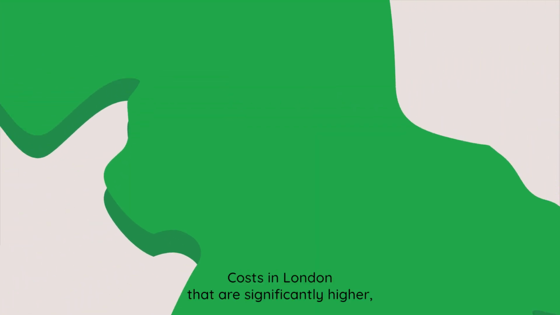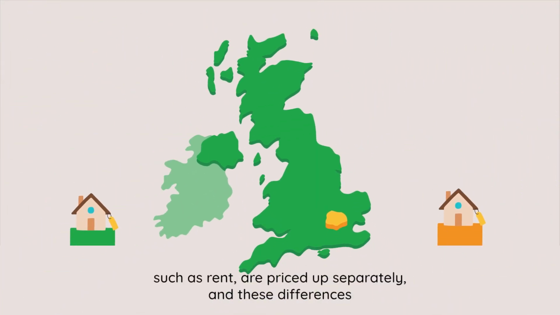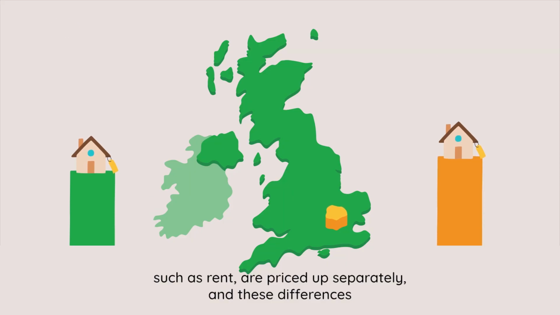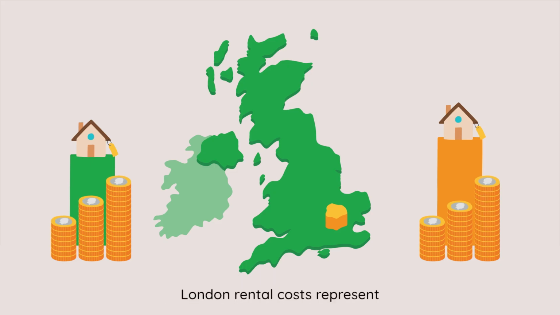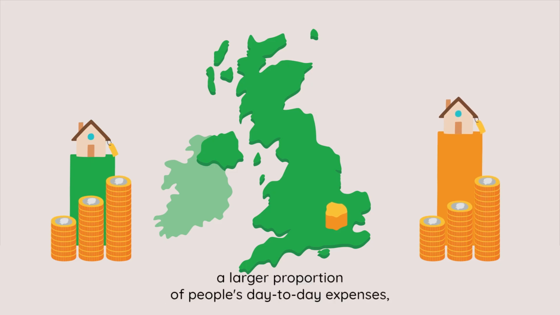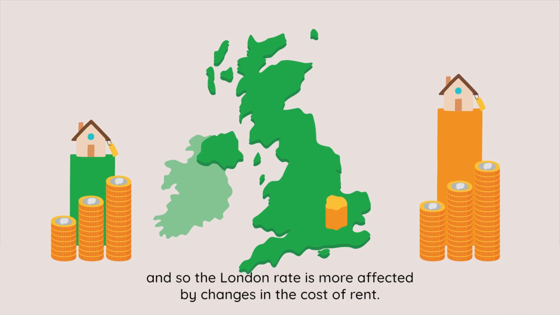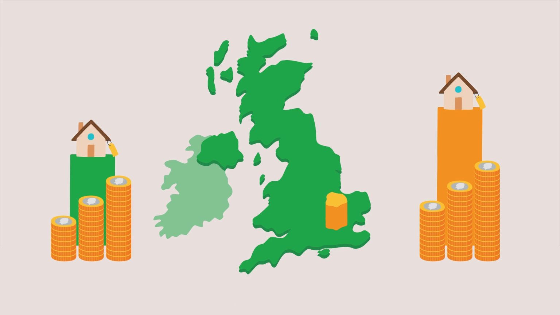Costs in London that are significantly higher, such as rent, are priced up separately, and these differences can have an effect on the yearly changes of the rates. London rental costs represent a larger proportion of people's day-to-day expenses, and so the London rate is more affected by changes in the cost of rent.